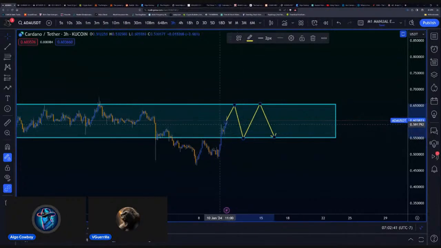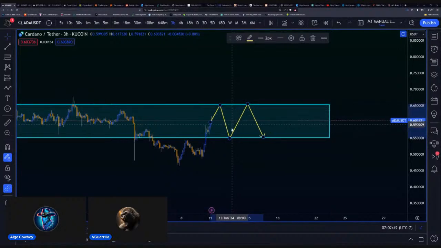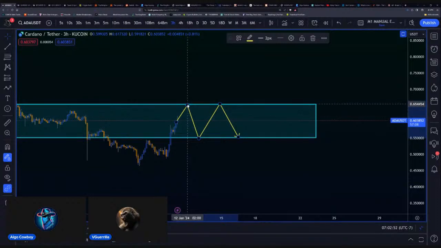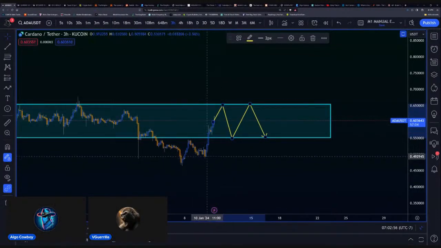So with ADA, I do think we could see price head up from here. You could take a lower time frame trade and maybe look to get out before, say, 65 cents. That's possible. Do your own research, not investment advice, and then maybe short the top of that if your algo says you can. So that's really all I got for ADA.